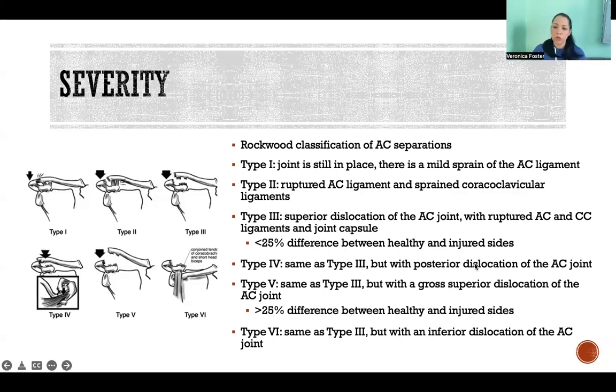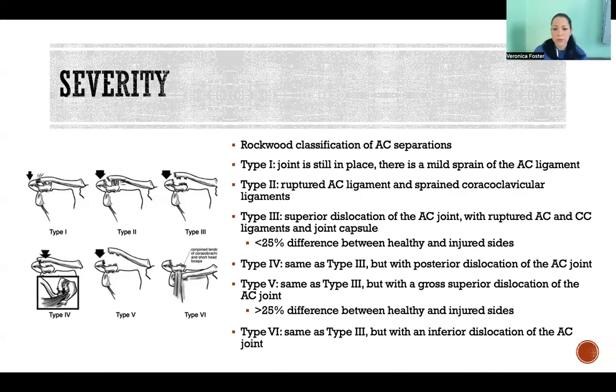Okay, so type 4, same as type 3, meaning that everything's ruptured and there's a dislocation, but in that case, it's a posterior dislocation. So it dislocates in the posterior direction. Type 5, same as type 3. But again, like I just said, in this case, it's a superior dislocation, but we call it a gross superior dislocation to indicate that it's worse. It's a lot worse. There's a lot more displacement. So that's how we would rate it if the difference is more than 25% compared to the uninjured side.